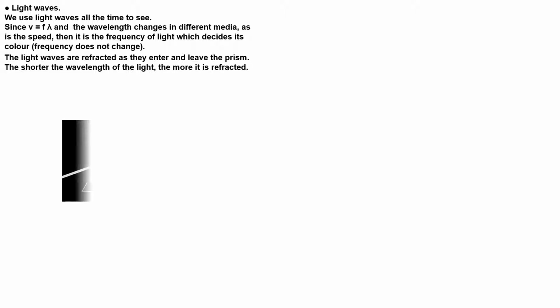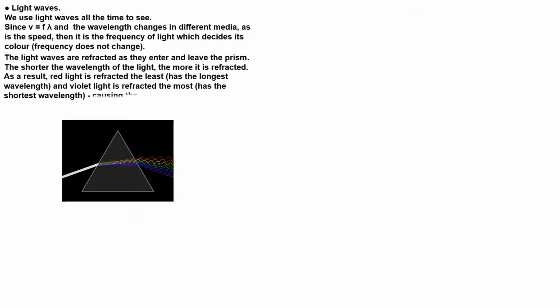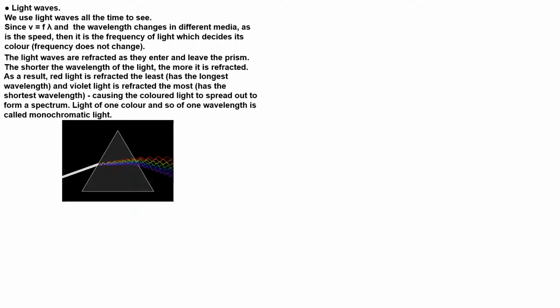The light waves are refracted as they enter and leave the prism. The shorter the wavelength of the light, the more it's refracted. Look at the diagram. As a result, red light is refracted the least, has the longest wavelength, and violet light is refracted the most, has the shortest wavelength, causing the colored light to spread out to form a spectrum. Light of one color and so of one wavelength is called monochromatic light.